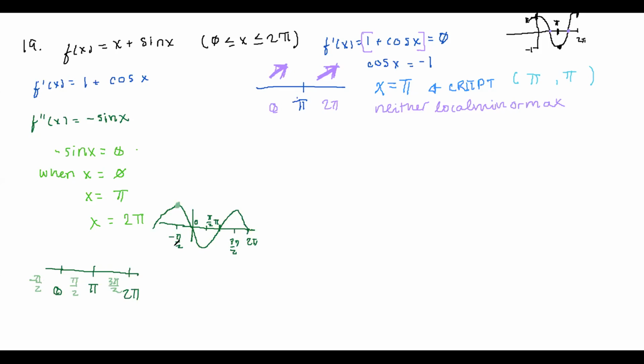Negative pi over 2, the sign of negative pi over 2 is going to be positive. The sign of pi over 2 is going to be negative. And the sign of 3 pi over 2 is going to be positive. So I am transitioning between concave up, concave down, and concave up again. I think that's weird, but we're rolling with this.